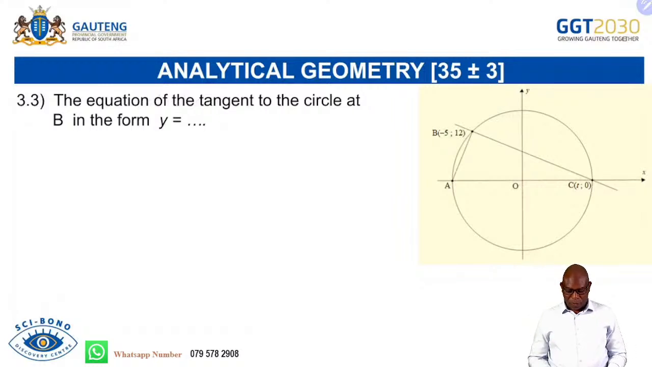So with the tangent, what do I know about the tangent? First of all, I'm going to show you the easiest method of doing this. They say at point B, can you see at point B? We need the equation of the tangent. What is a tangent? That line that touches that circle at only one point. If it touches at two points, it will be a secant. The equation of the tangent to the circle at B, where the point B is given as what?